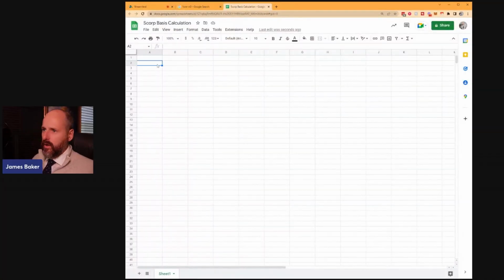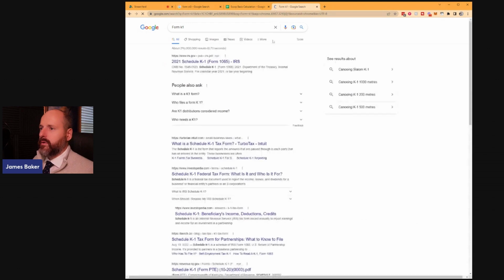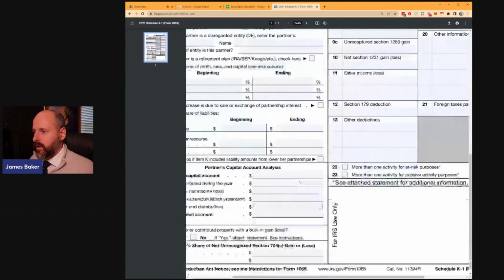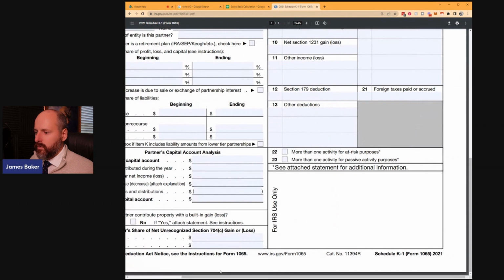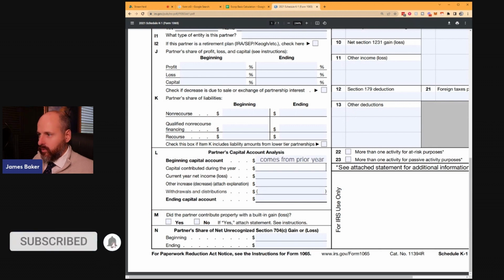So you can see the basis calculation. Basis is calculated like this, and I'm going to pop up Form K1 too. If you look at a K1, they have the basis section at the bottom of the form, which actually makes it a little easier. So actually, this is an easier way to look at it. Partners' capital account analysis, the basis. This comes from prior year ending.